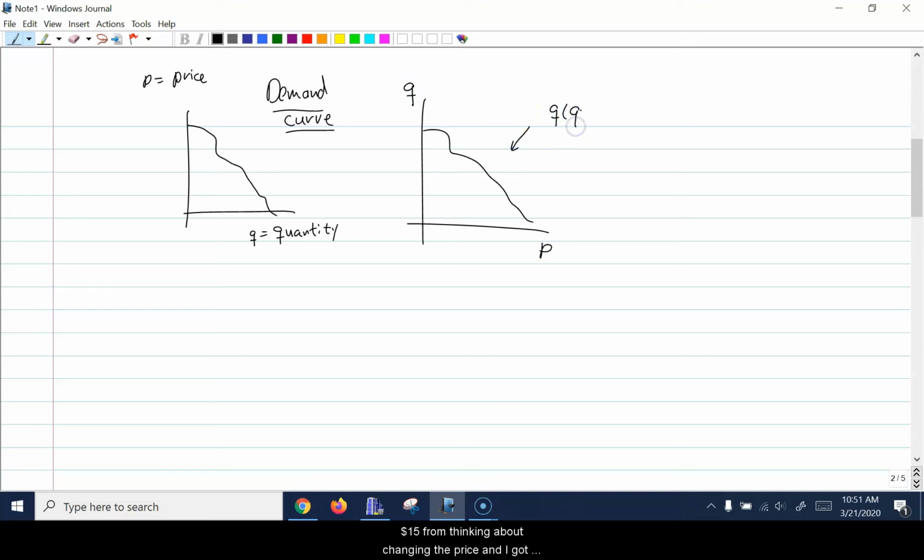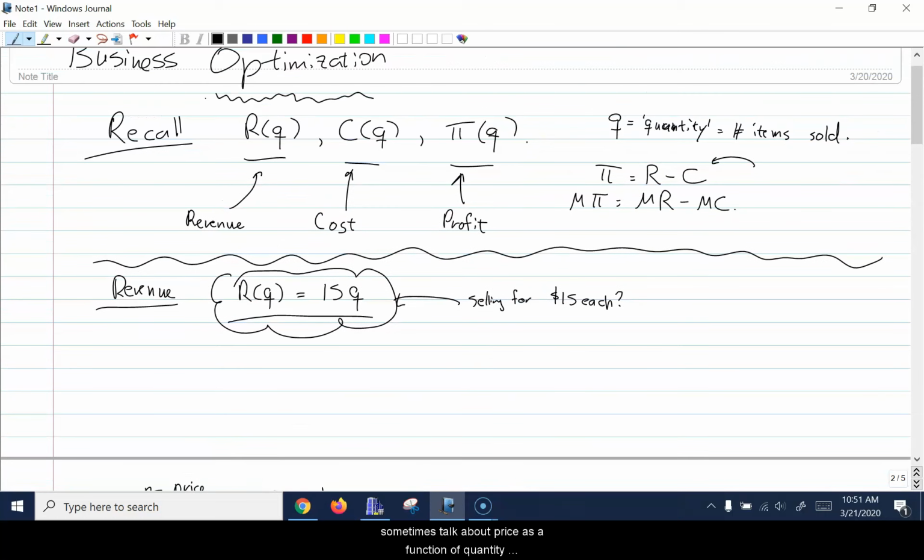The annoying thing about this is most of the functions we deal with in math, we only talk about the functions one way. In this function, we're going to look at both ways. We will sometimes talk about price as a function of quantity. Sometimes we will talk about quantity as a function of price. They both have reasons for us to talk about them. For example, we talked about revenue and cost and profit functions just a second ago. They were all functions of Q.